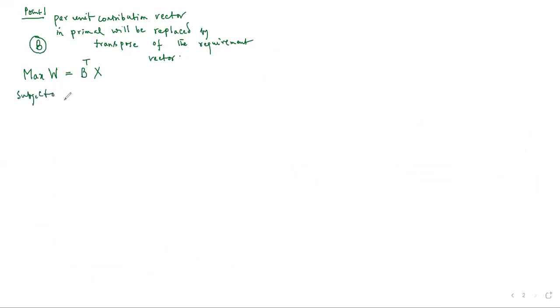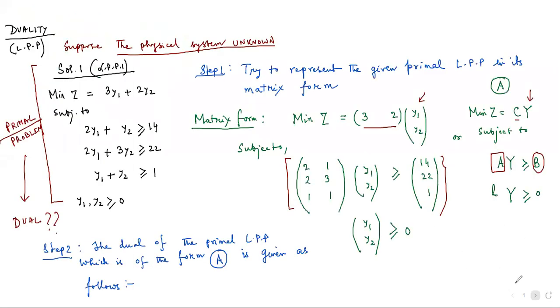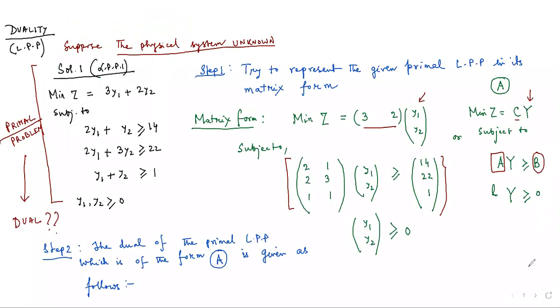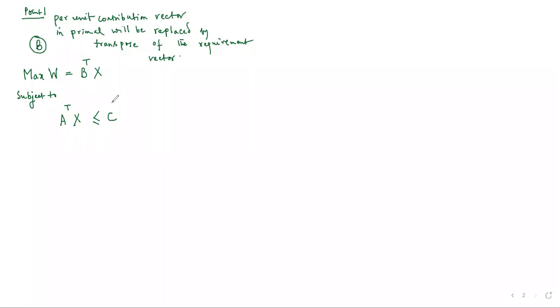Subject to the coefficient matrix A, which was written over here, we will take its transpose. Capital Y will be replaced by X. The greater than or equal to symbol will become less than or equal to symbol. And here it was capital B; we shall write here C transpose, and vice versa. And lastly, we'll write X greater than or equal to zero. So this is the formula of writing the dual from the primal problem. You can consider this to be the formula.